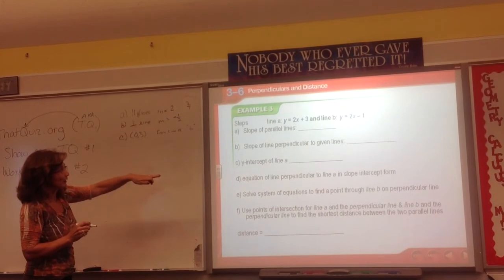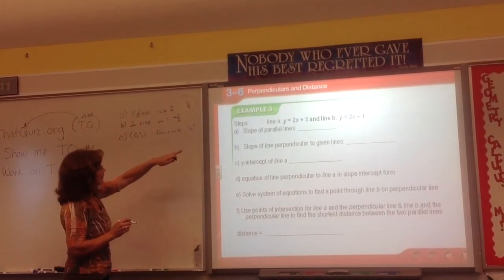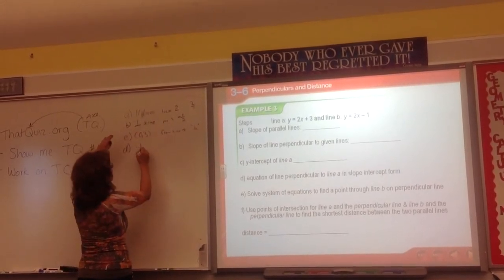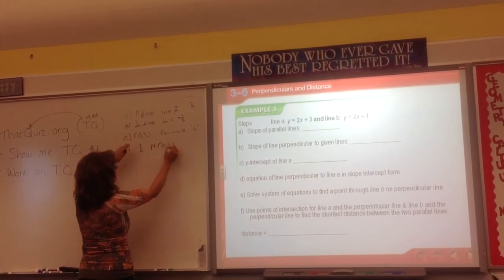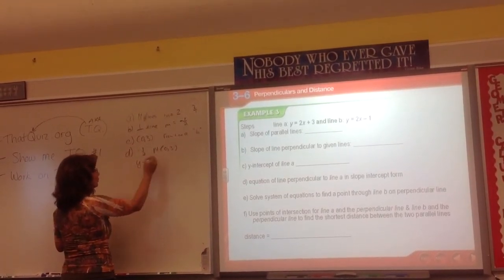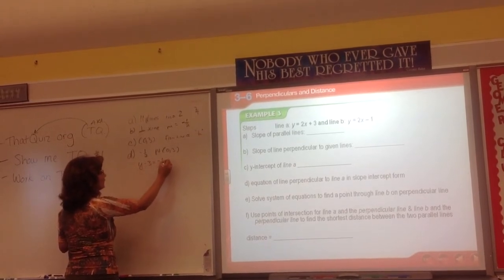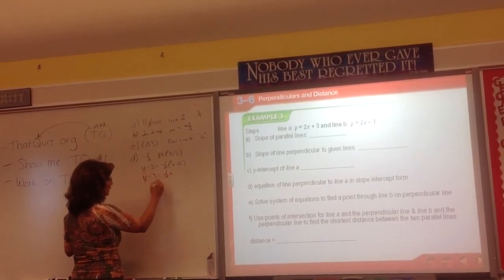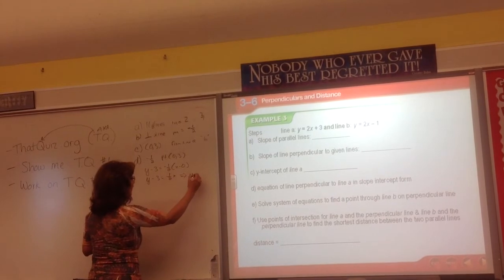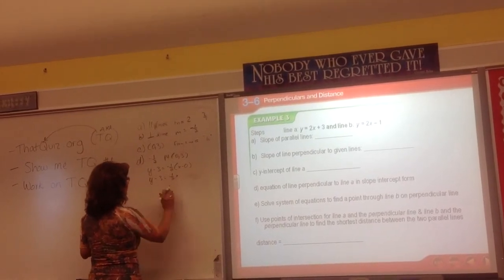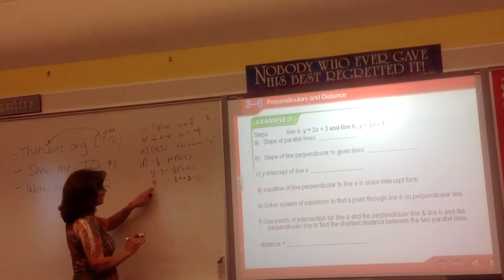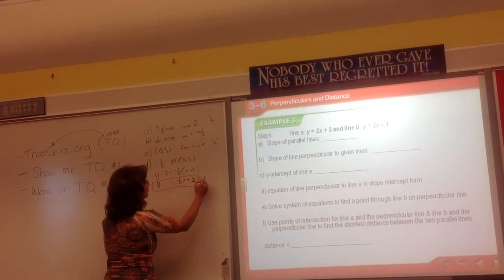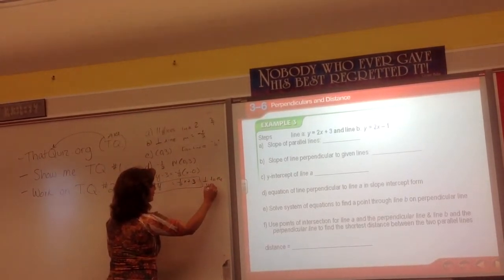Now to find the equation of a line perpendicular to A, through this point, I'm going to use my perpendicular slope, my point (0, 3), and I'll write the equation. y minus y sub 1 equals the slope times x minus x sub 1. y minus 3 equals negative 1/2 x. Add 3 to both sides, that's going to make a 0 here. y equals negative 1/2 x plus 3. This is perpendicular to the parallel lines.